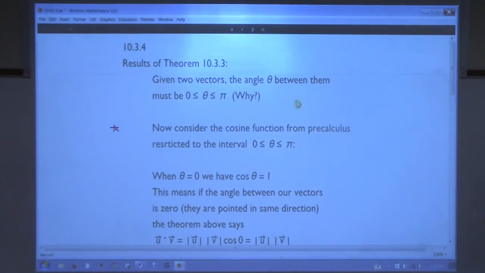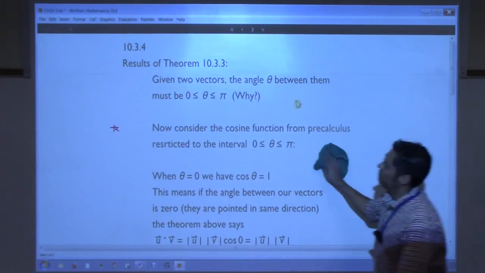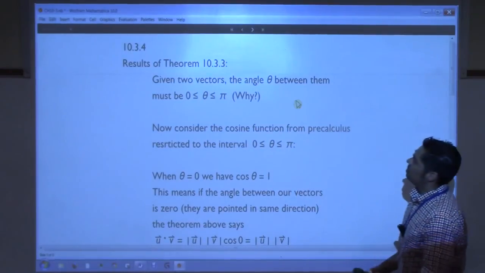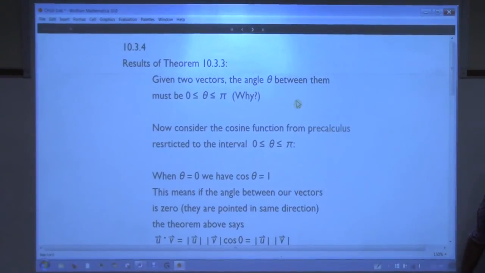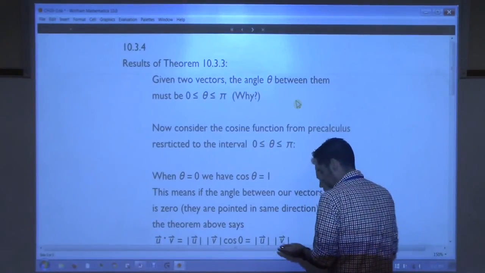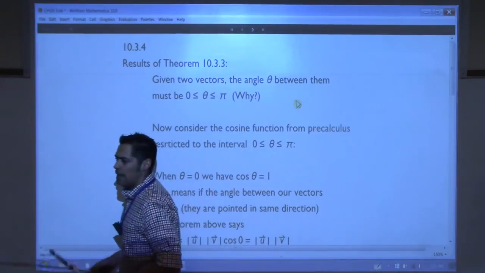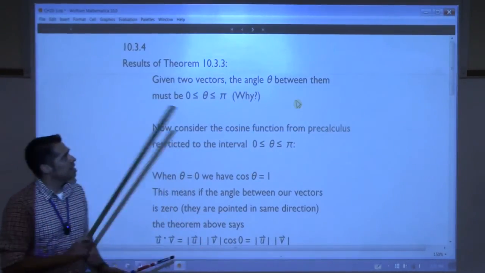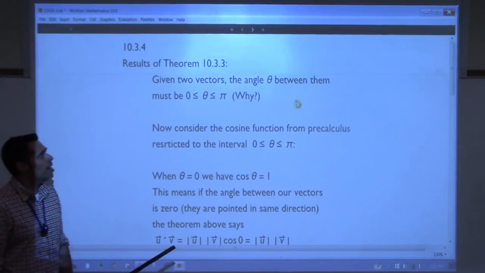Now let's look at some results of this. There are some big time results of that theorem. First of all, if we're given 2 vectors, the angle between them must be between 0 and pi. I broke my vectors. I should have kept them here. If I take 2 vectors, it doesn't matter if we're on a flat sheet of paper or in 3-dimensional space, the angle between them must be between 0 and pi.